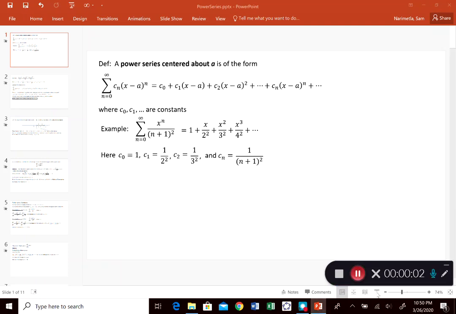Alrighty, howdy folks. So today, let's look at section 11.8. It is about power series. And as any mathematician would, let me start with the definition.